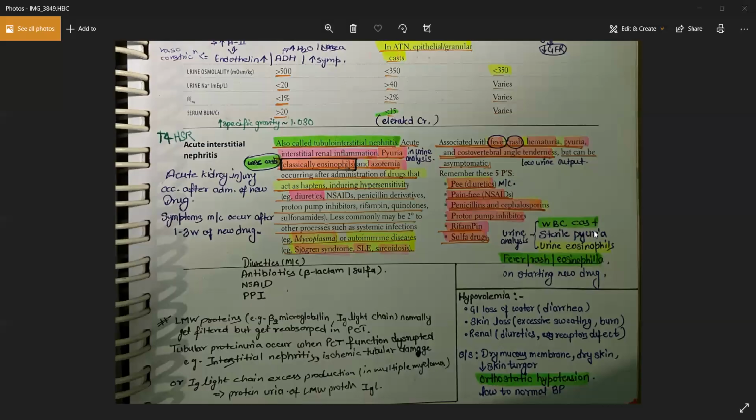So because it's taking so much time, you can think that it could be a type 4. Because if it is a type 1, it must happen immediately after drug therapy, within hours only. Okay, so that's about acute interstitial nephritis. Any more doubts, please ask.